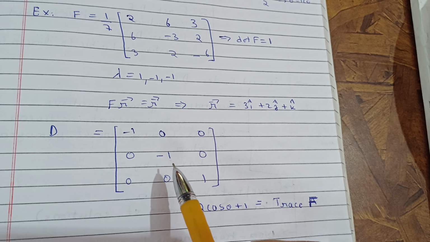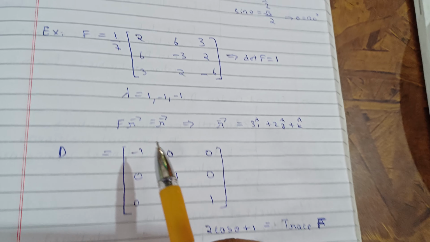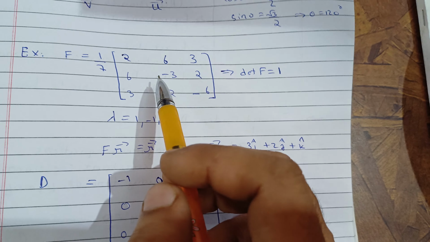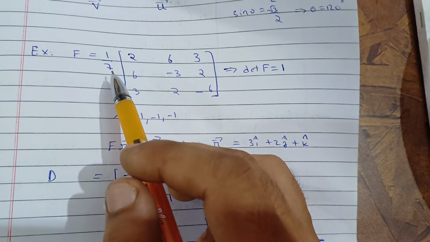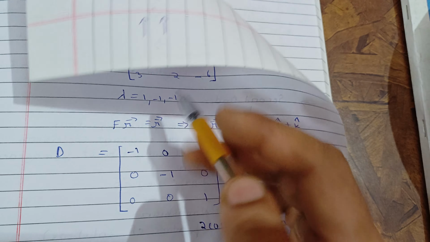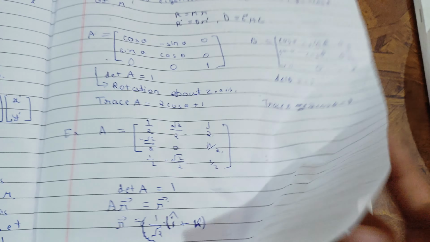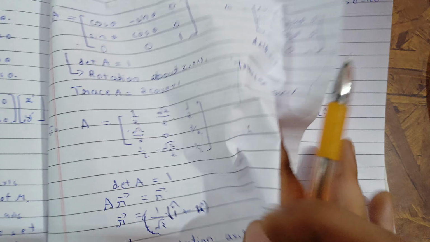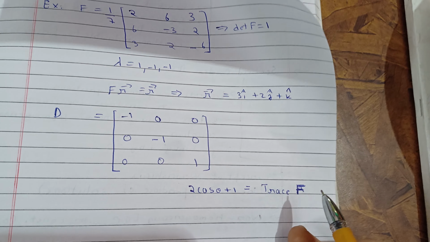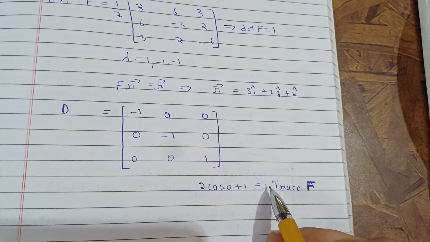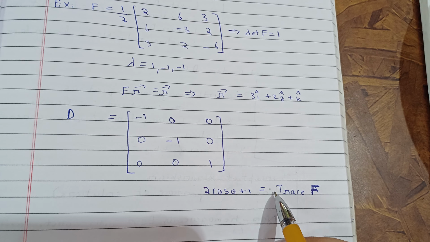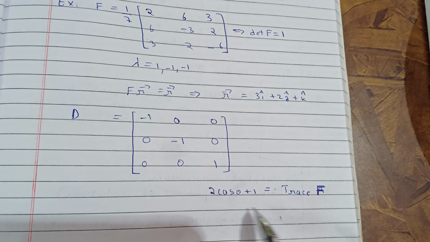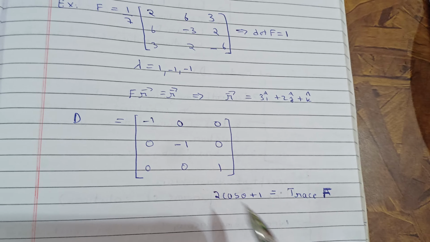So what will be the trace of this matrix? It will be minus 1, and the trace of this matrix will be minus 9 minus 7 divided by 7, it will be minus 1. So the trace will remain the same, and this matrix is similar to this matrix, this one. So 2 cos theta plus 1 will be equal to trace minus 1. From there you can find, it will be minus 2 cos theta equal to minus 1 at theta equal to 180 degree. So that's how you can solve it directly.